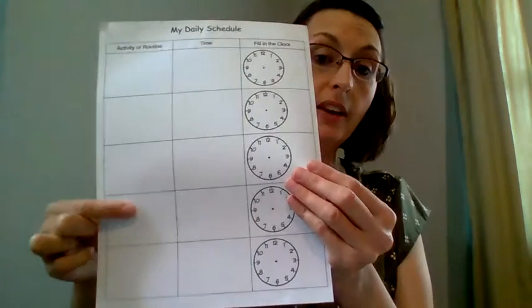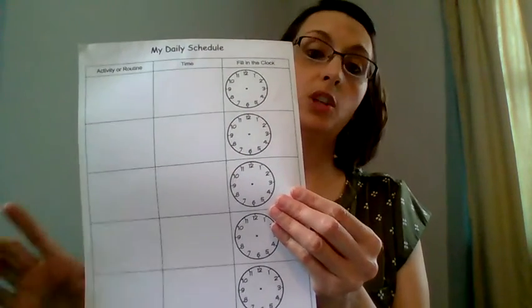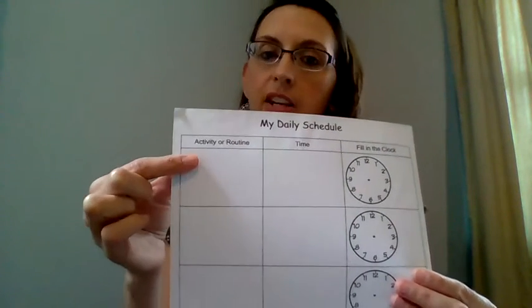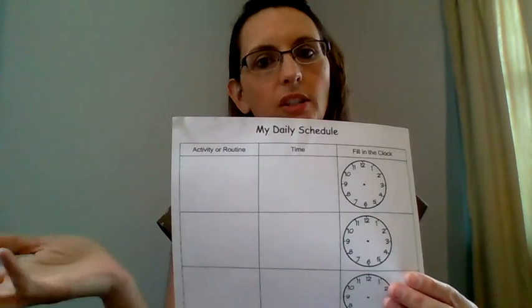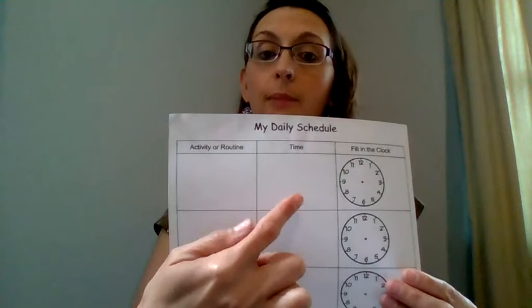So 1, 2, 3. If you want to go ahead and fill out those bottom 2, you are welcome to do it, but you don't have to. Okay? And on this paper, you're going to write an activity that you do throughout your day. It could be waking up, brushing your teeth, reading a book, eating dinner, whatever that activity might be, you write it there. And then you write what time you do it.